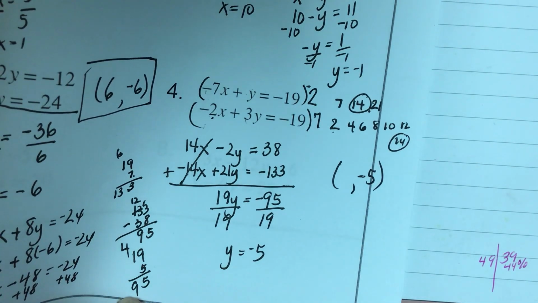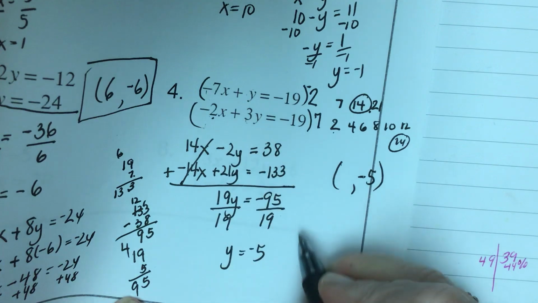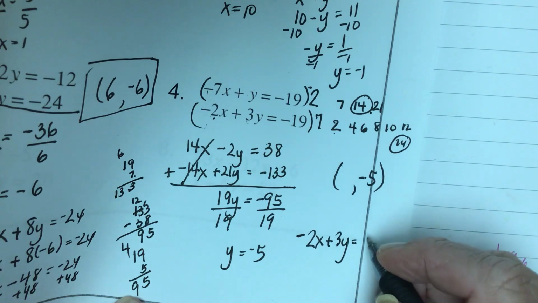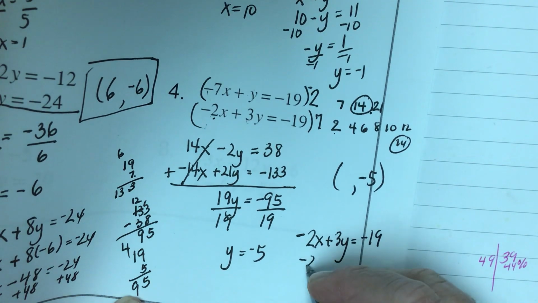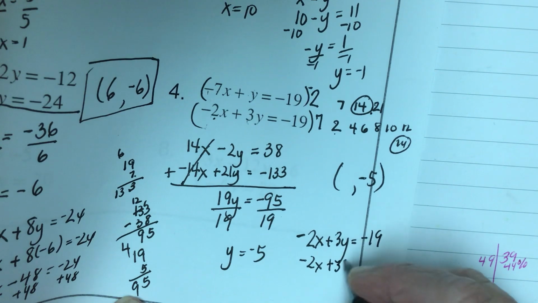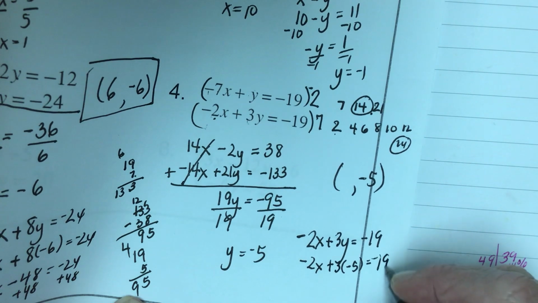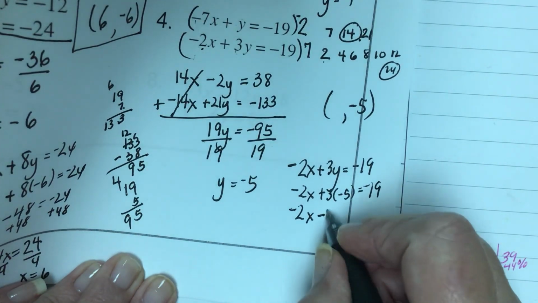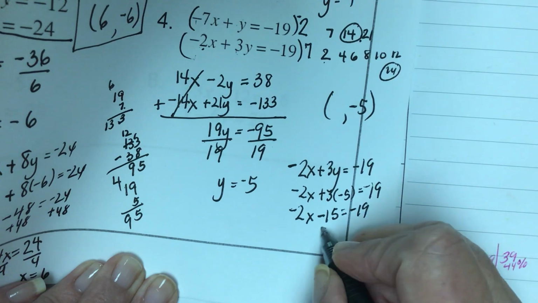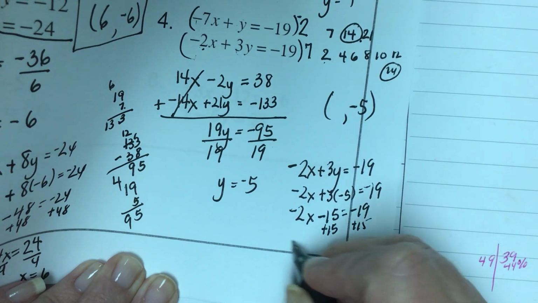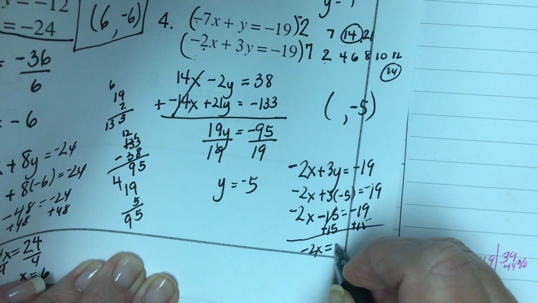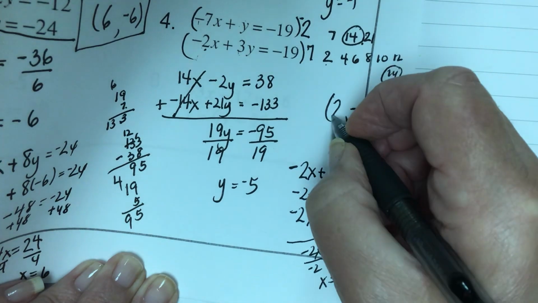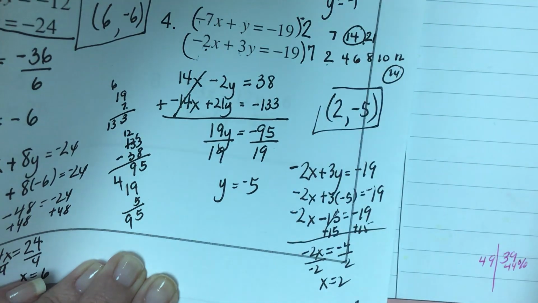And then I'm going to substitute. I'm going to use the bottom one. I think it's got smaller numbers. Negative 2x plus 3y equals negative 19. Substitute negative 5 in for y. Negative 2x minus 15 equals negative 19. Add 15. Negative 2x equals negative 4. Divide by negative 2, x is positive 2. So positive 2, negative 5.